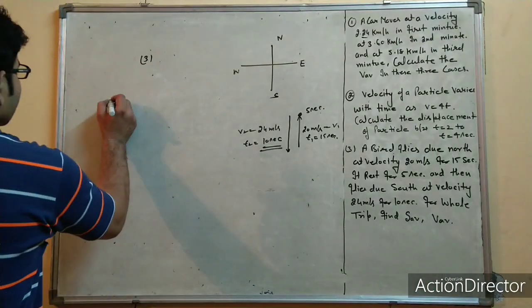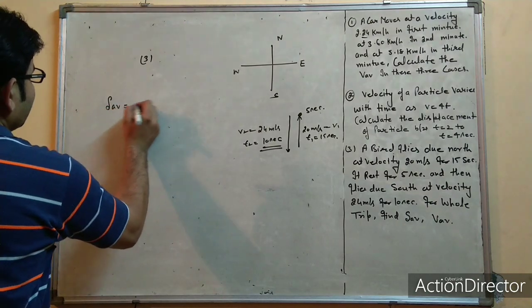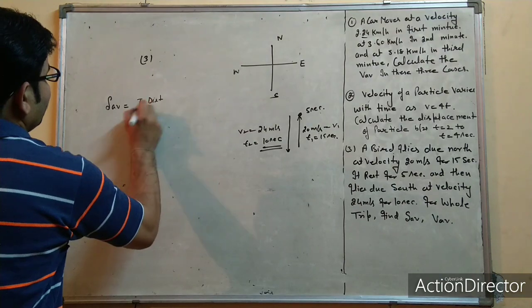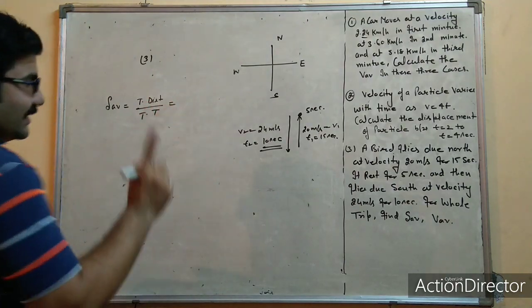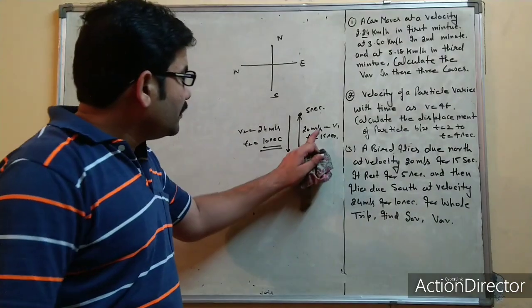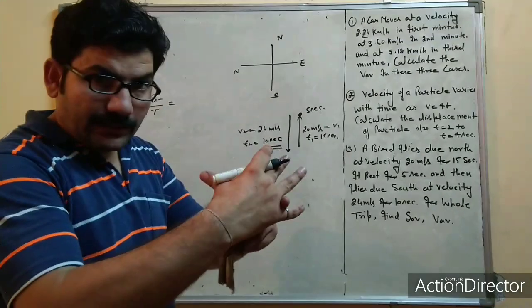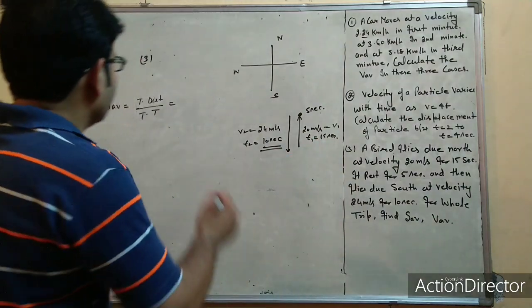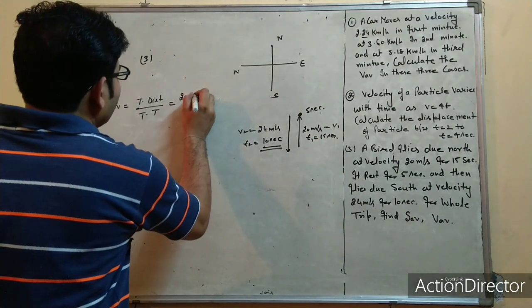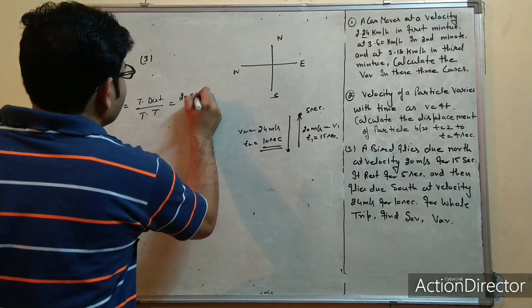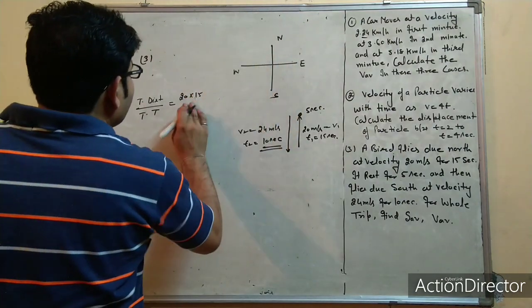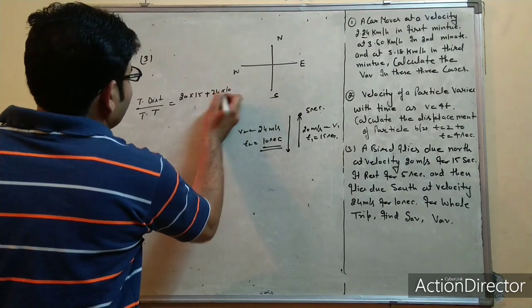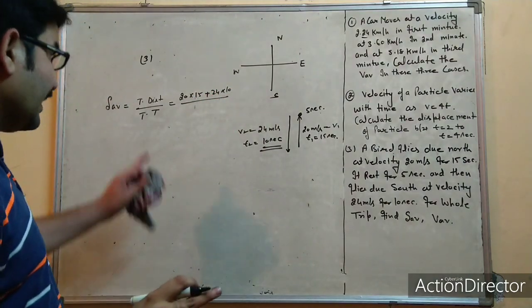Very simple. First of all, we have to find average speed: total distance upon total time. Velocity and time we have, so we will multiply to get the distance. So 20 into 15. This is the distance on that side, plus the distance on the other side, which will be 24 into 10. This is the total distance for the entire journey.